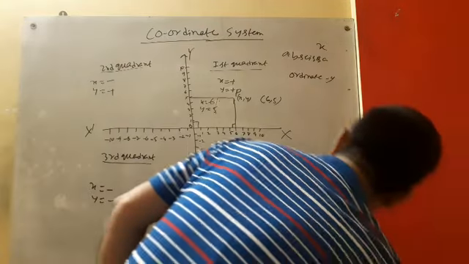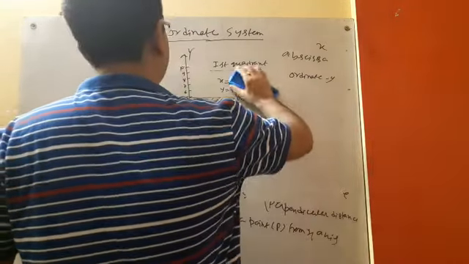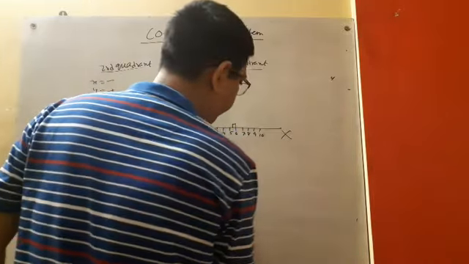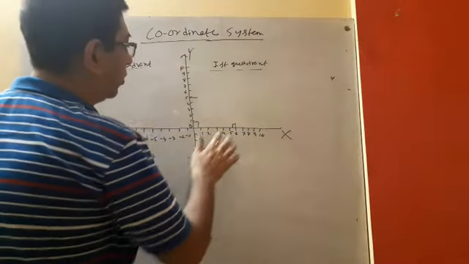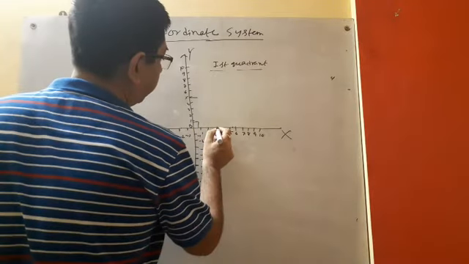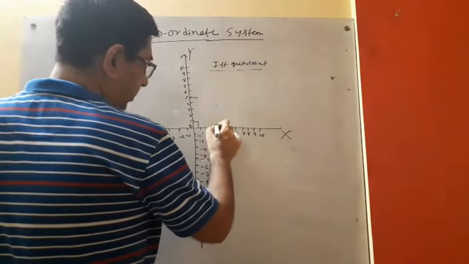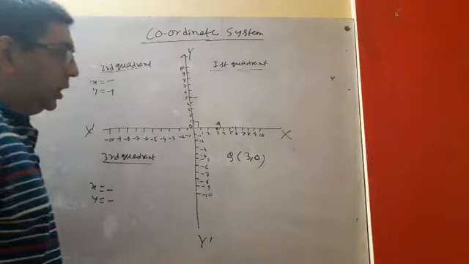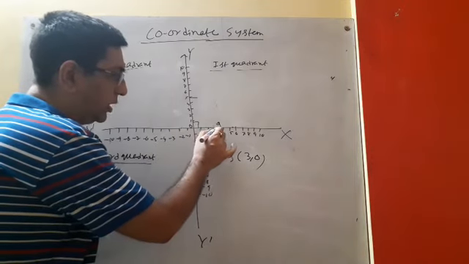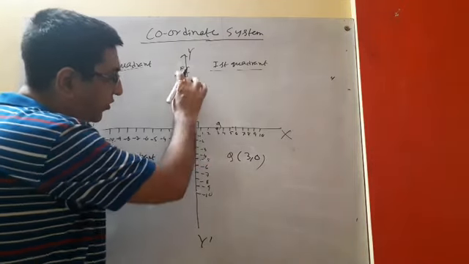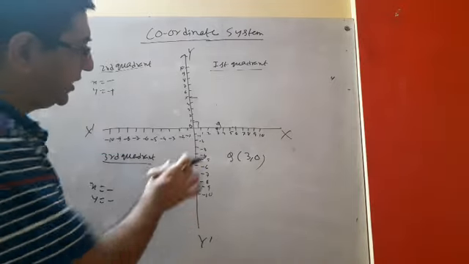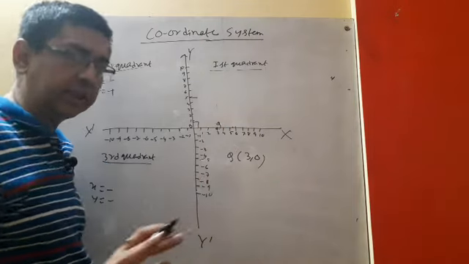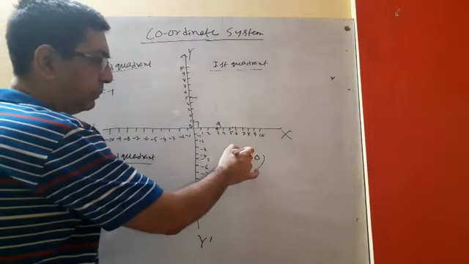Now, for a point on x-axis, suppose any point on the x-axis, suppose this is Q. So Q is 3, 0. Why? Look, 1, 2, 3. So 3 unit is the distance from y-axis. But what is the distance from x-axis? Nothing, so that is 0. So this is abscissa, this is 0.